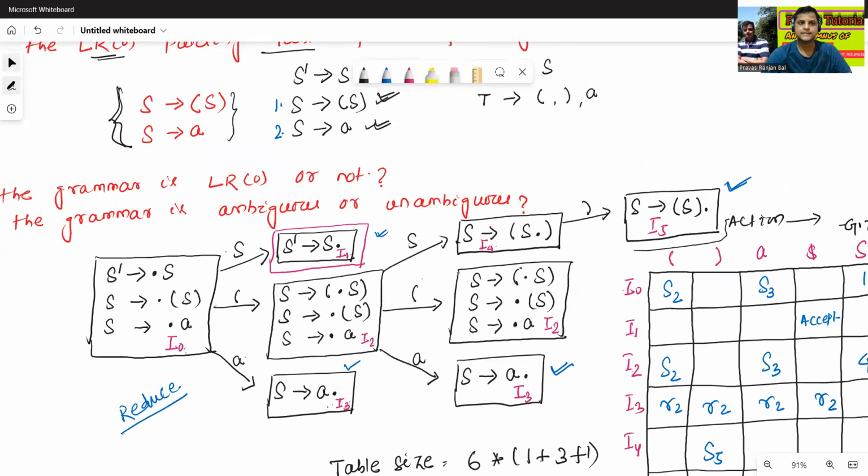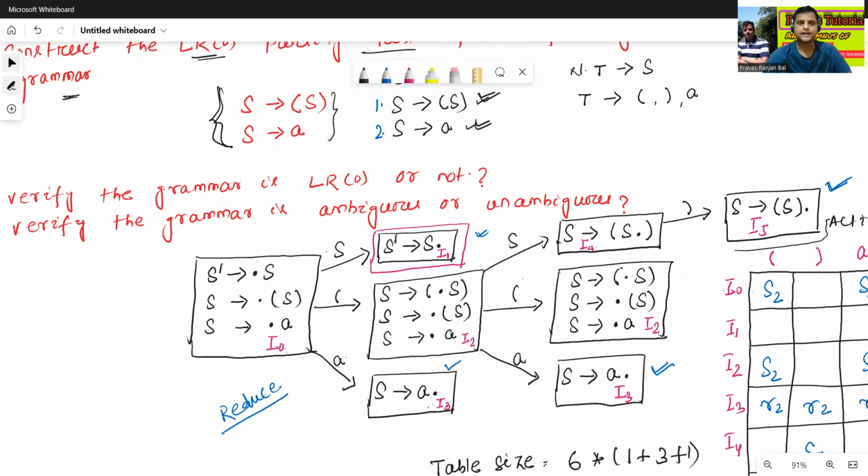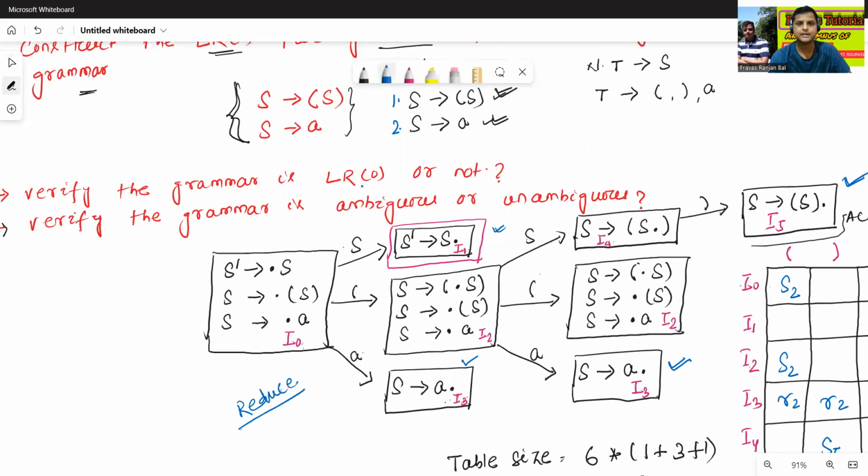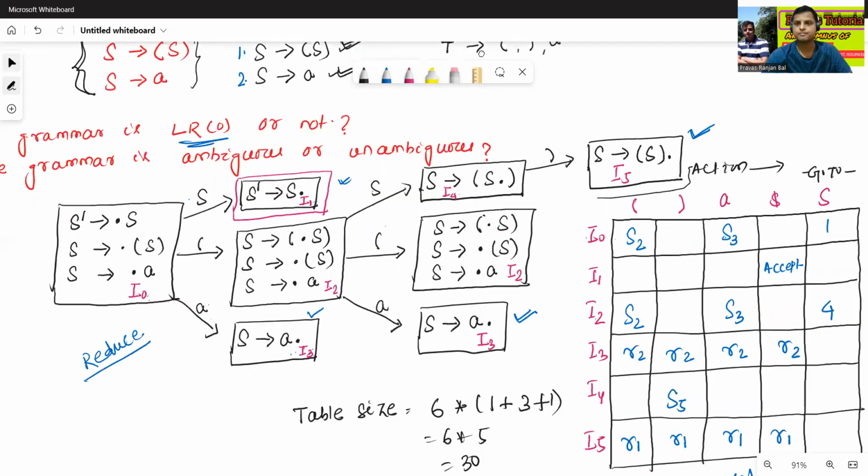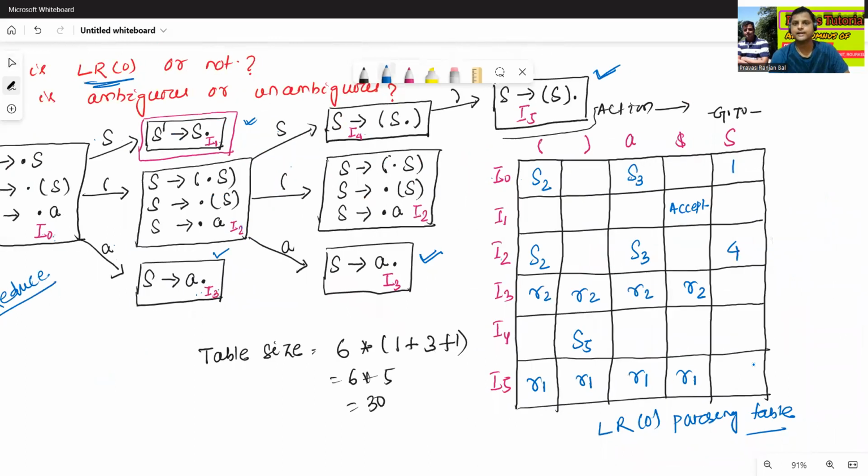Now, what is the second question? The second question is to verify whether the grammar is LR0 or not. What is the definition of LR0? If there are no multiple entries in the table, then the grammar is called LR0. There are no multiple entries in the given table, so this grammar is LR0.